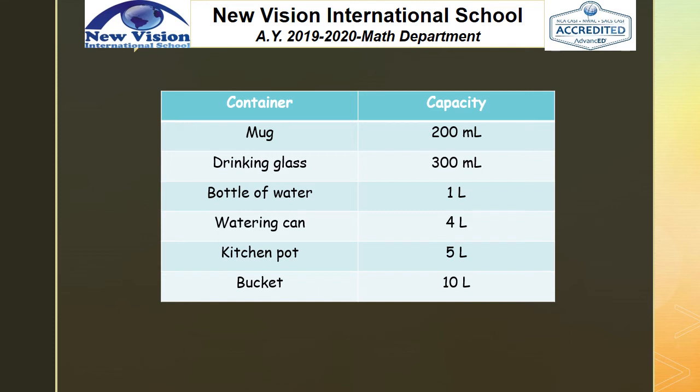Next is the bottle of water, which is 1 liter. Next is the watering can, which is 4 liters. Next is the kitchen pot, which is 5 liters. And the last one, the one with the largest capacity, is the bucket, which holds 10 liters.